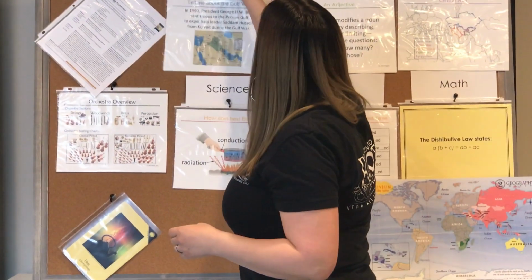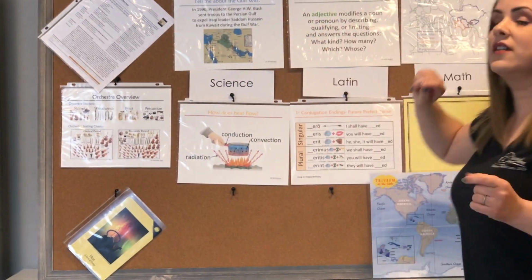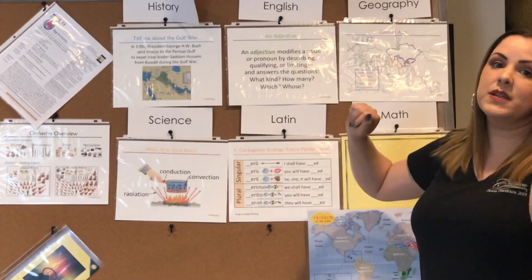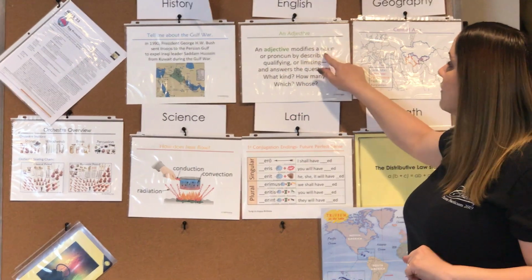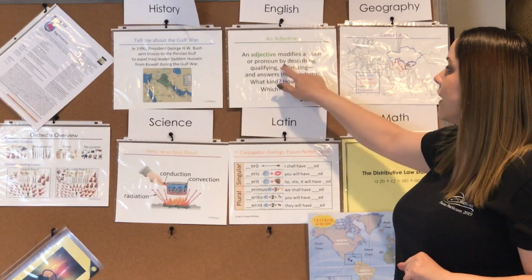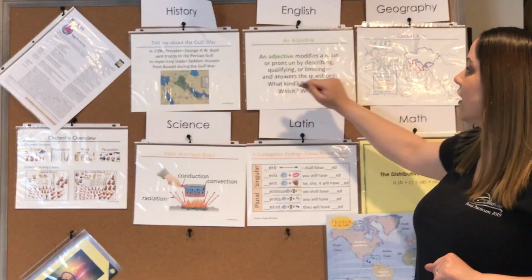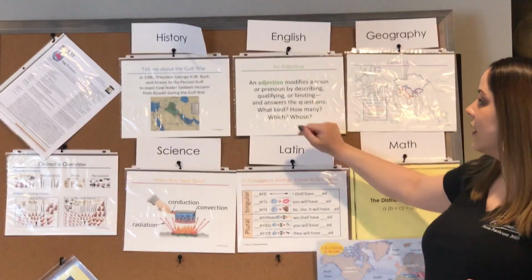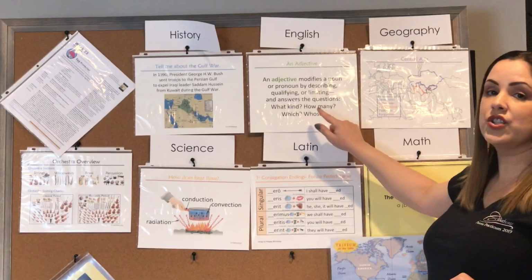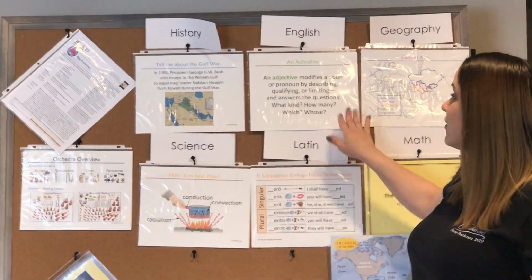All right, so let's move on to our English. And for English, today we're going to be talking about an adjective. An adjective modifies a noun or pronoun by describing, qualifying, or limiting, and answers the questions what kind, how many, which, whose. Okay, and I have a jingle for us to memorize this sentence.